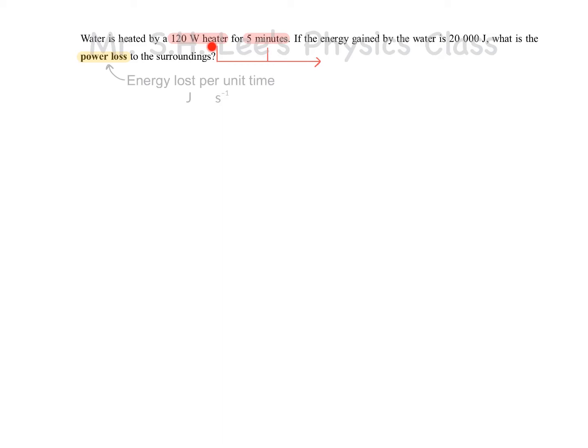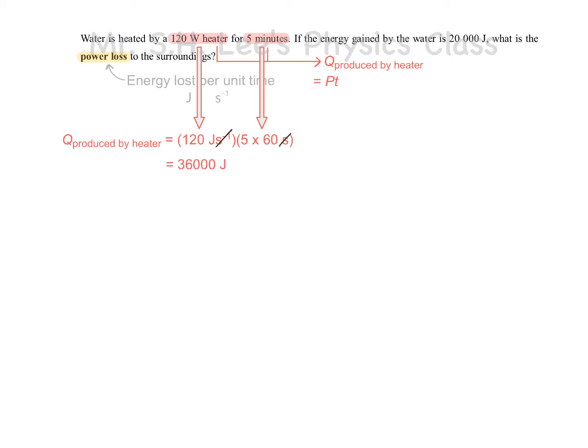Whenever you see heater power and time for which the heater has been turned on, always relate it to the heat produced by the heater, which equals PT. Putting in numbers and interpreting watt as joule per second and then cancelling the units, you have the heater producing 36,000 joules of energy. But then read the question again.